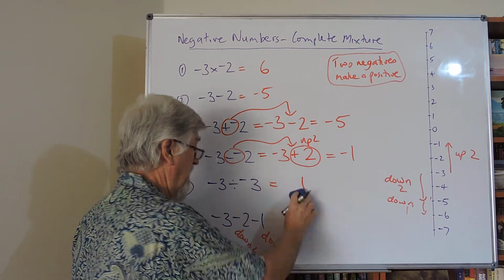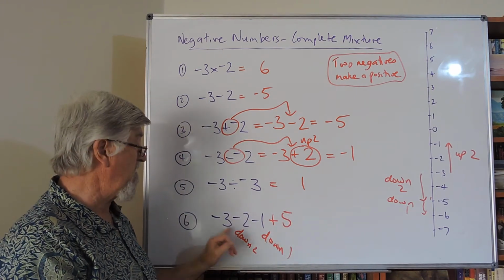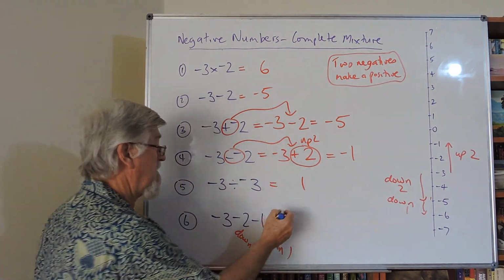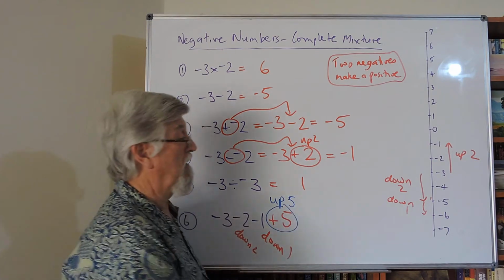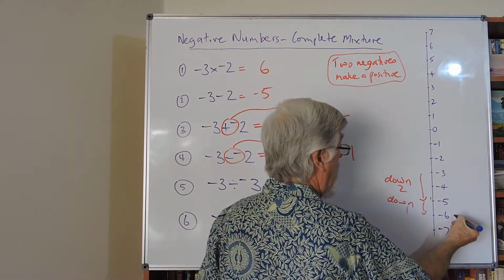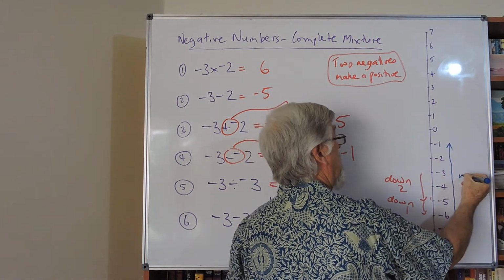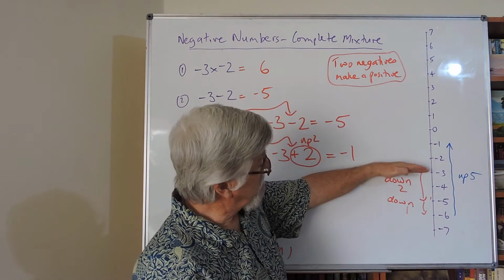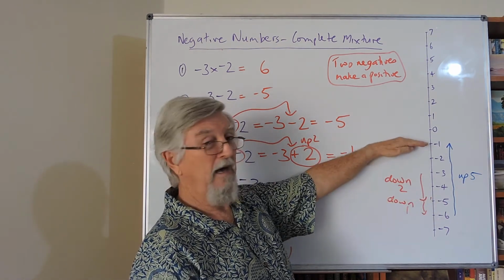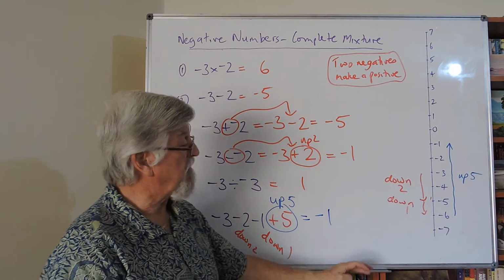It'd be interesting if I then said, let's go plus 5. So we start at minus 3, I went down 2, I went down 1. Now this one would go up 5. So if I started at minus 6 and I go up 5: 1, 2, 3, 4, 5. There's my up 5. So I started at minus 3, I went down 2, I went down another 1, and then I came up another 5, and I end up at negative 1.